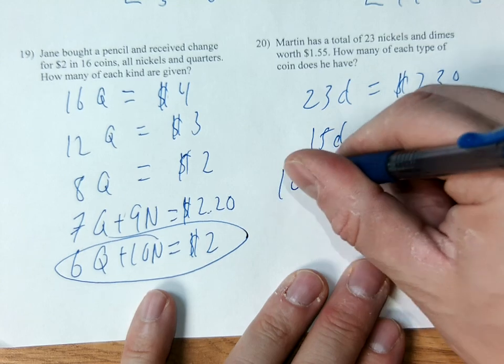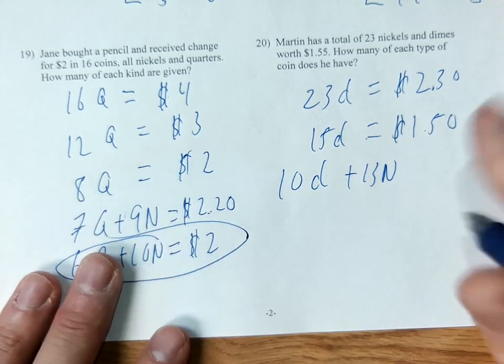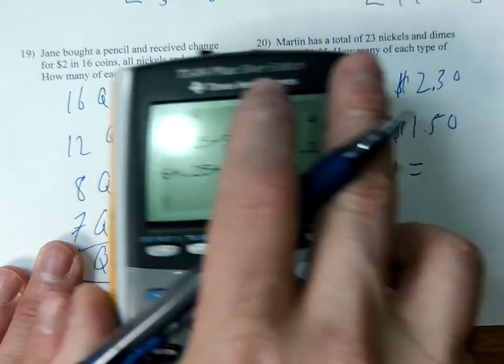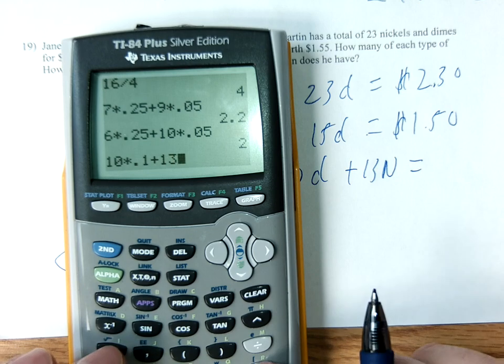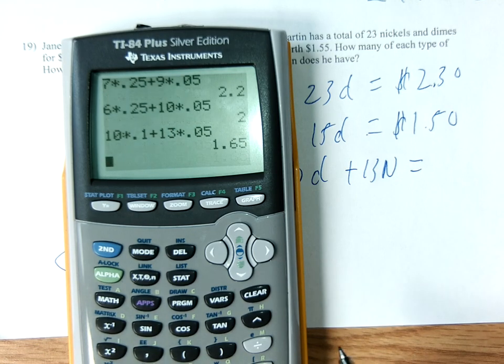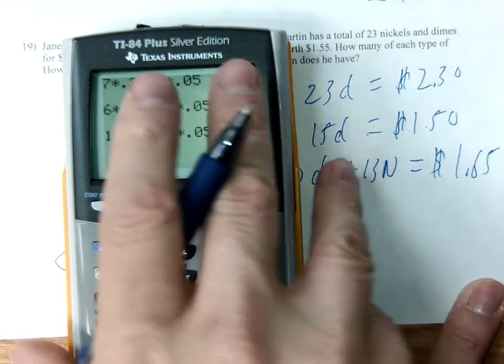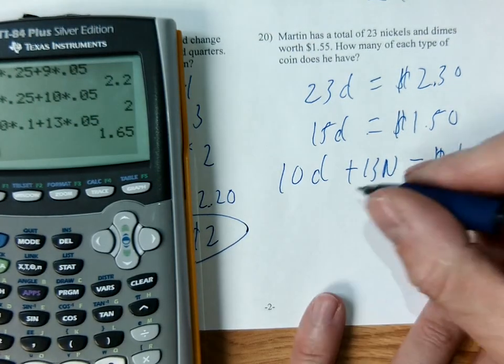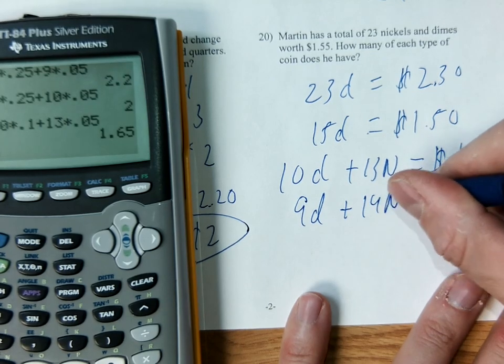So let's say maybe 10 dimes. If there's 10 dimes, that means there's 13 nickels. Let's figure out how much that is. 10 dimes and 13 nickels. So 10 times 0.1 plus 13 times 0.05. That's $1.65. So that tells me right there I got to decrease the amount of dimes. So maybe 9 dimes. And then it'd be 14 nickels.